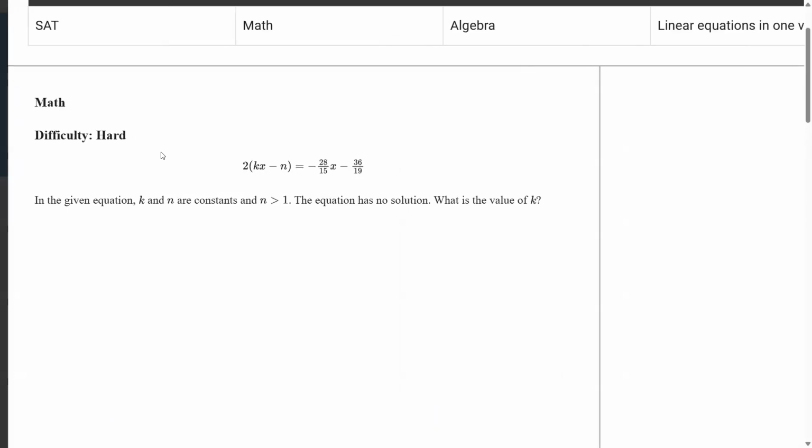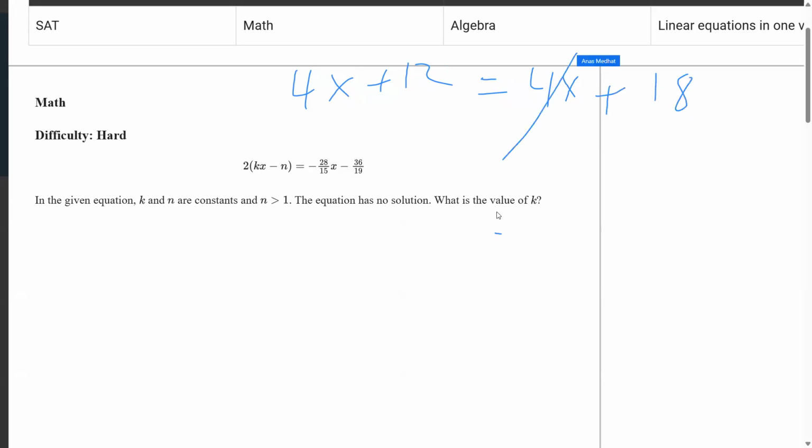In the given equation, k and n are constants. The equation has no solution. What's the value of k? We said that if the equation has no solutions, the coefficients of x on each side should be equal. So if we have 4x plus 12, we should have here 4x also plus anything like 18 or something, because the x terms should cancel out and we get 12 equal to 18, which means no solution.